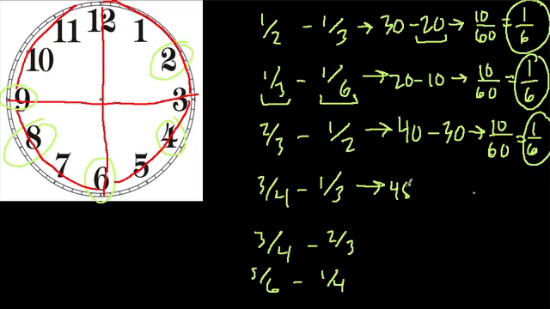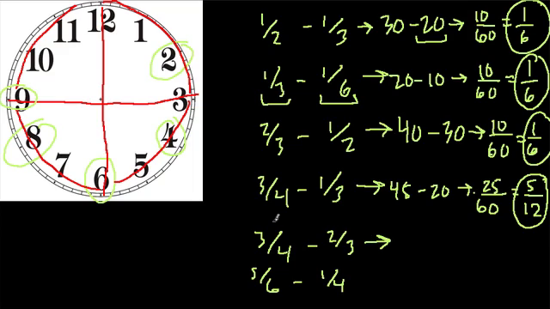So it's 45 minutes minus 20 minutes, right? Because the third is 20. And that brings us to 25 out of 60. We can reduce that. Dividing both numerator and denominator by 5, we get 5 out of 12. So now we recognize that. So 5/12 is 25 minutes.